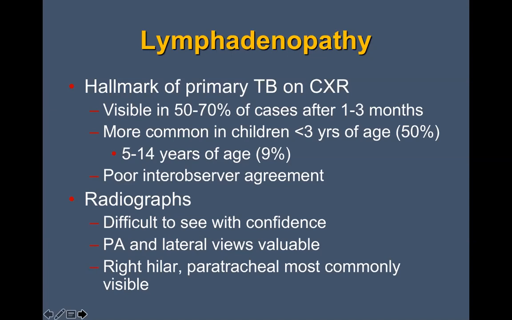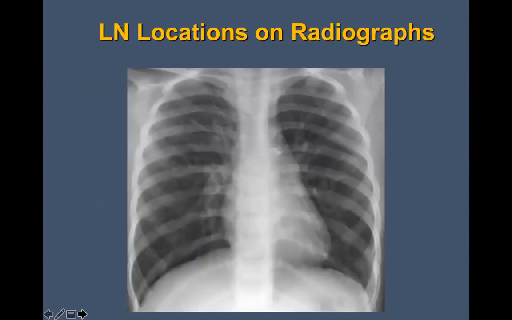I think in children, it's really pretty critical that you get both PA and lateral views to help you view that hilum optimally. And you're going to be looking largely in either the right hilar or the paratracheal regions, which are most visible. So the lung hilar are here. And that's really where you're going to expect to see lymph nodes, because normal lymph nodes, if they happen in the chest, are really not visible on a chest x-ray. So you're going to be looking for masses in the hilar region.